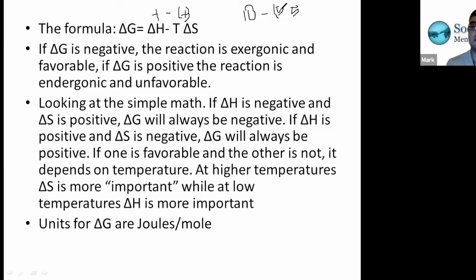If we say that temperature is low, say 1, so pretend it's a low temperature, 1 times 5 is 5, and 10 minus 5 is a positive number. Because temperature was low, delta H was the deciding factor, and delta H was not favorable, so the reaction as a whole would not be favorable. So at high temperatures, you look at delta S for the favorability of delta G. For low temperatures, you look at delta H. Units for delta G are usually joules per mole, because it's a form of energy for a reaction, so again, on a per molar basis.